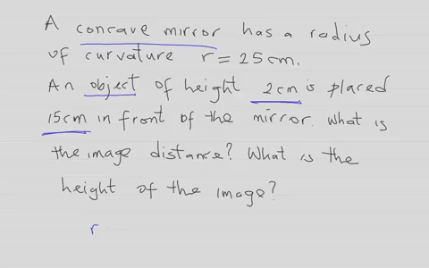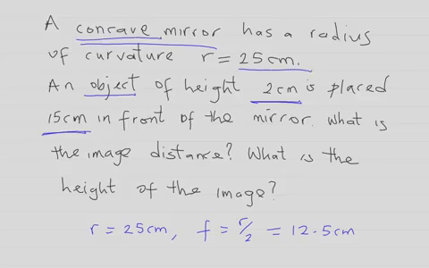So we have R equals 25 centimeters. And from here, F will be R over 2, that's 12.5 centimeters. Now that's F. Of course, for a concave mirror, R is positive, F is also positive. Take note of that. Now the object height, let's call it A, is 2 centimeters. The object distance is U, which is 15 centimeters.